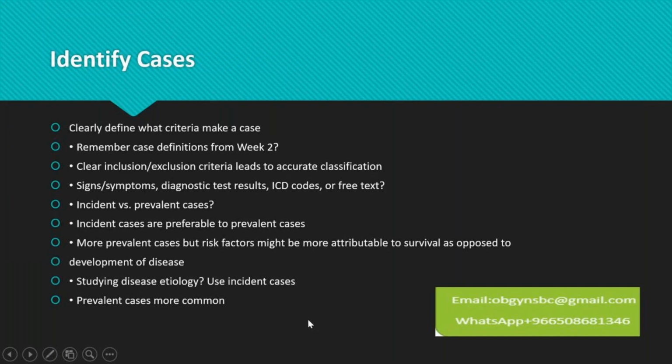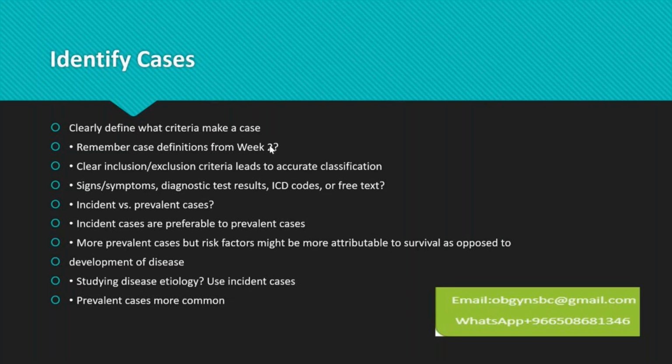You should identify the cases and clearly define what criteria make a case. Remember the case definition I told you about on the previous slide, then clear inclusion and exclusion criteria. They should lead to accurate classification: signs, symptoms, diagnostic test results, international codes for disease, or free text.